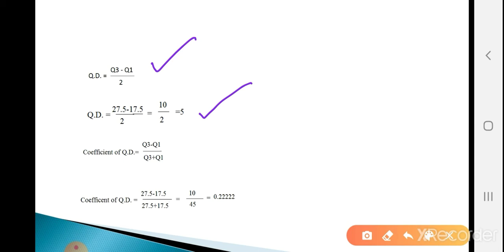Now the coefficient of quartile deviation formula is Q3 minus Q1 divided by Q3 plus Q1. So just plug the values of Q1 and Q3 into the formula. So 27.5 minus 17.5 divided by 27.5 plus 17.5, that is 10 divided by 45. So the answer is 0.2222. So this is the example of grouped data for finding the quartile deviation and coefficient of quartile deviation.